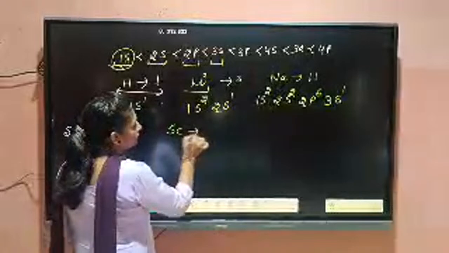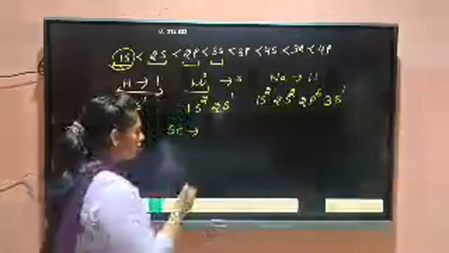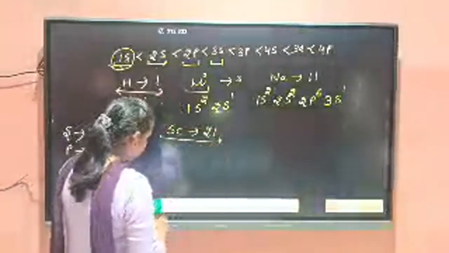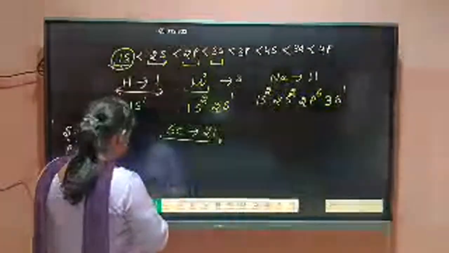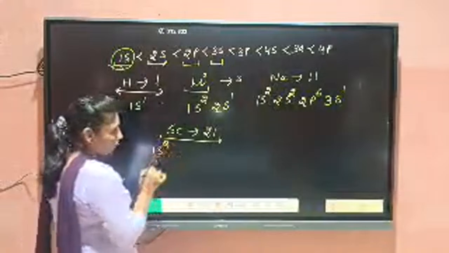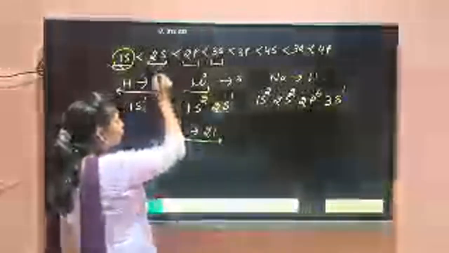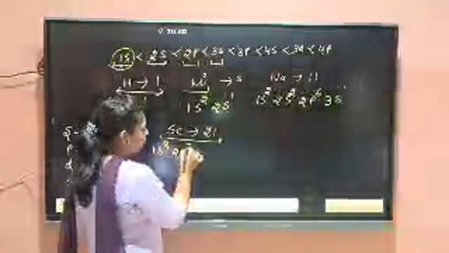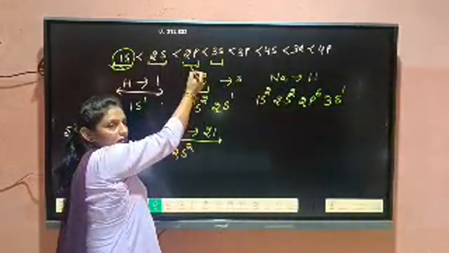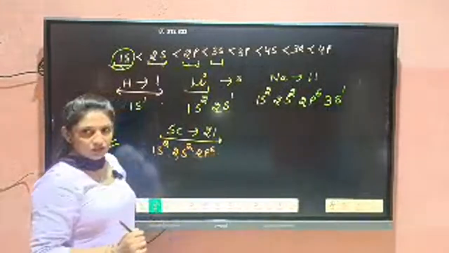scandium, what is the atomic number of scandium? It is 21. So how can you fill the electrons? First of all, you will fill electrons in 1s. We can fill maximum 2 electrons in s subshell. Then we will move to the 2s. How many electrons can we fill maximum? 2. So 1s2, 2s2. Then move to the 2p. Maximum we can fill 6. Then 2p6.